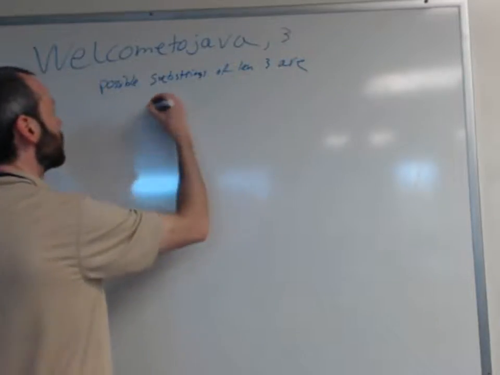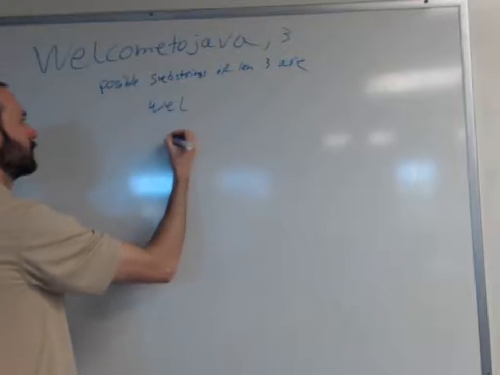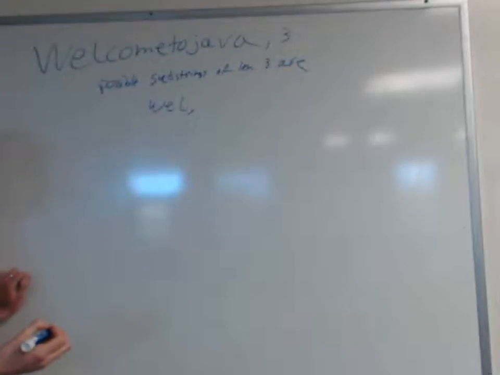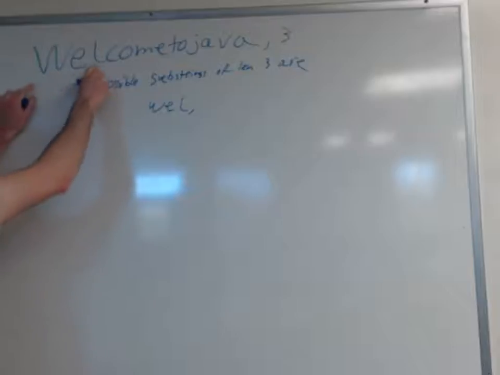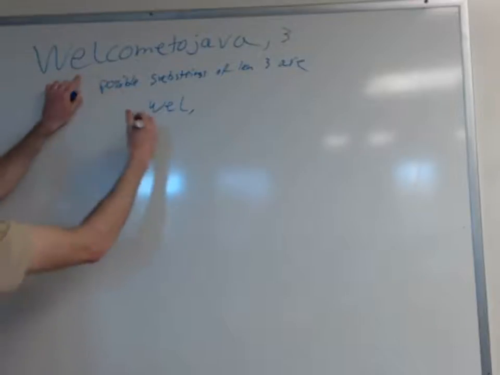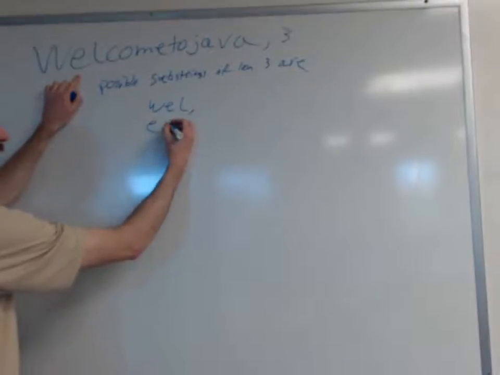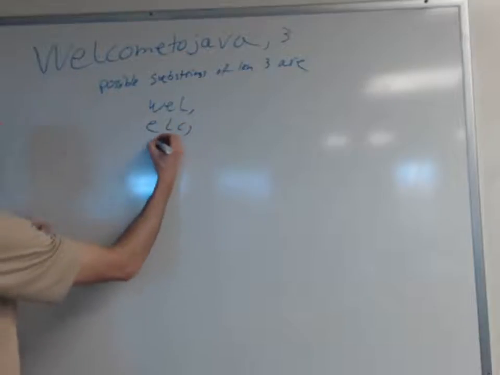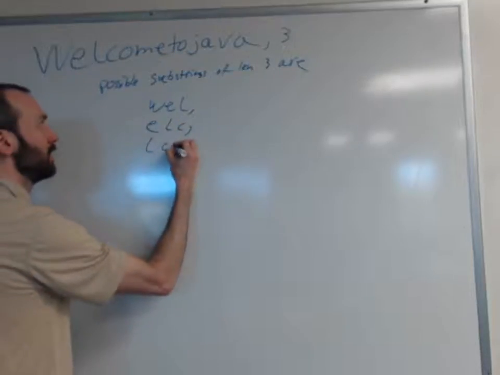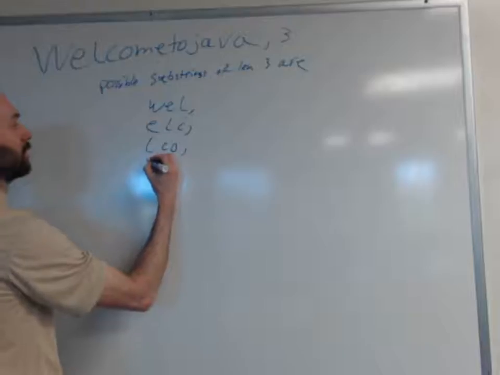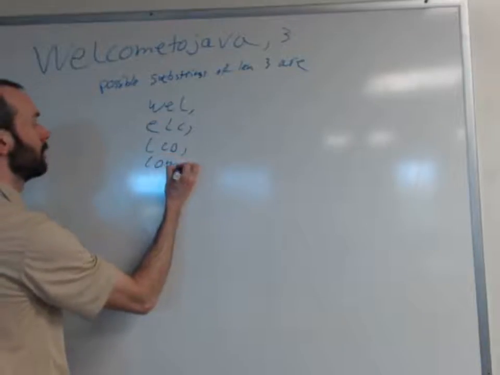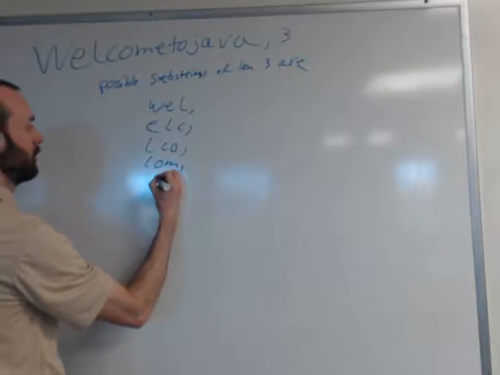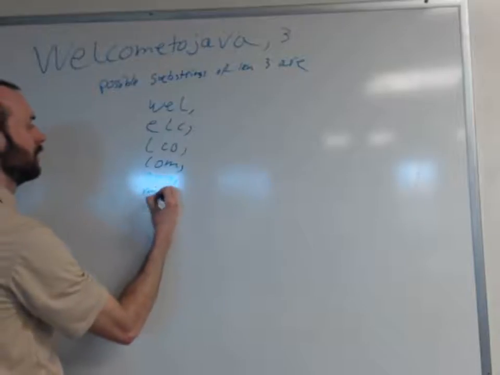All right, so the first one is WEL. What's the next one? WEL. The next one would start at E. E, L, C. The next one's L, C, O. Let's see, C, O, M. O, M, E. M, E, T.